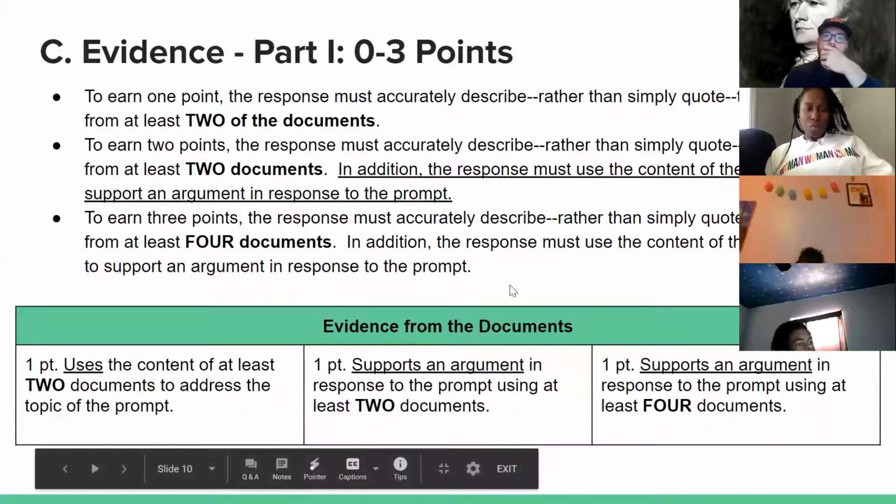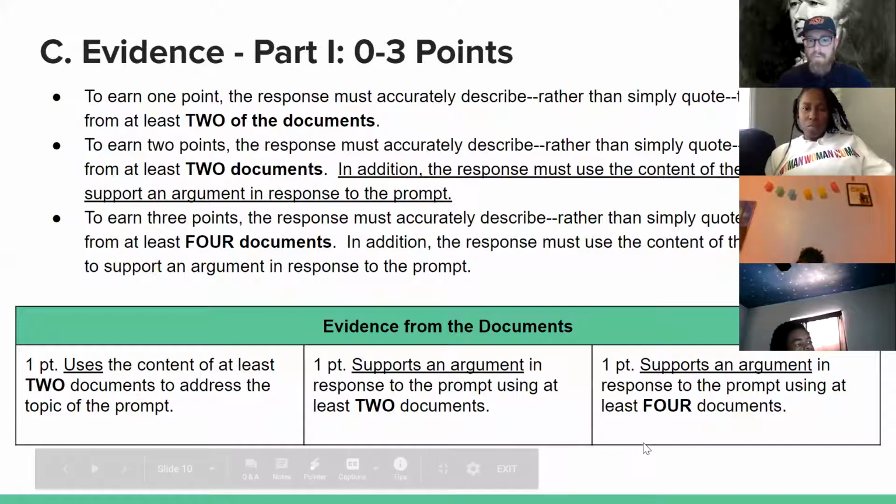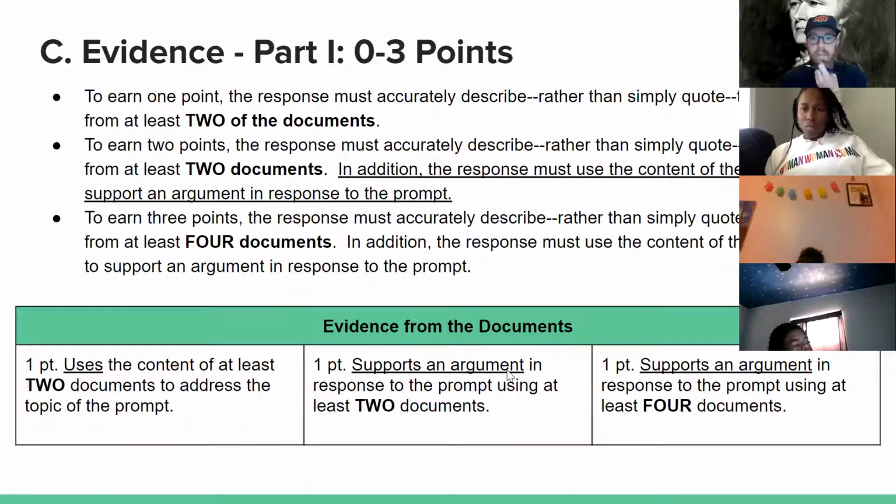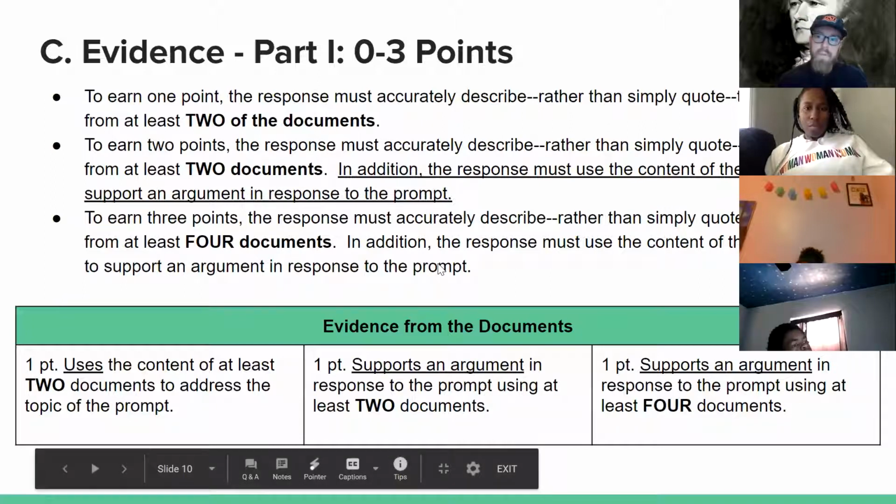The next piece of evidence is how you use the evidence from the sources. So you could potentially get 3 points for using the documents. Again, if you use at least 4 of the documents to support your argument, you get all 3 points. And that doesn't mean saying document 3 shows this. That means that you're going to have to do more than quote it. You're going to have to show how it supports your argument.